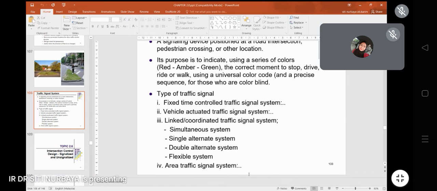So anyhow, for our syllabus, we will only learn the number one type, that is the fixed time control traffic signal system. The others here, number 2, number 3, and number 4 will be equipped by special sensor or sensor to be fixed in the pavement surface, okay, and also something to be fixed on the signal post. Okay.